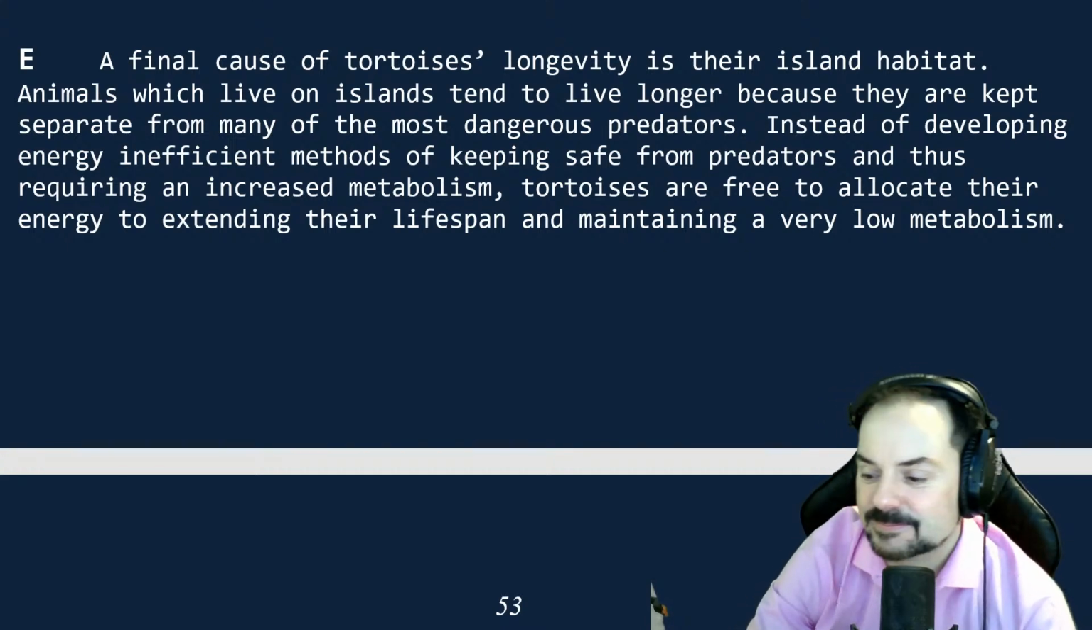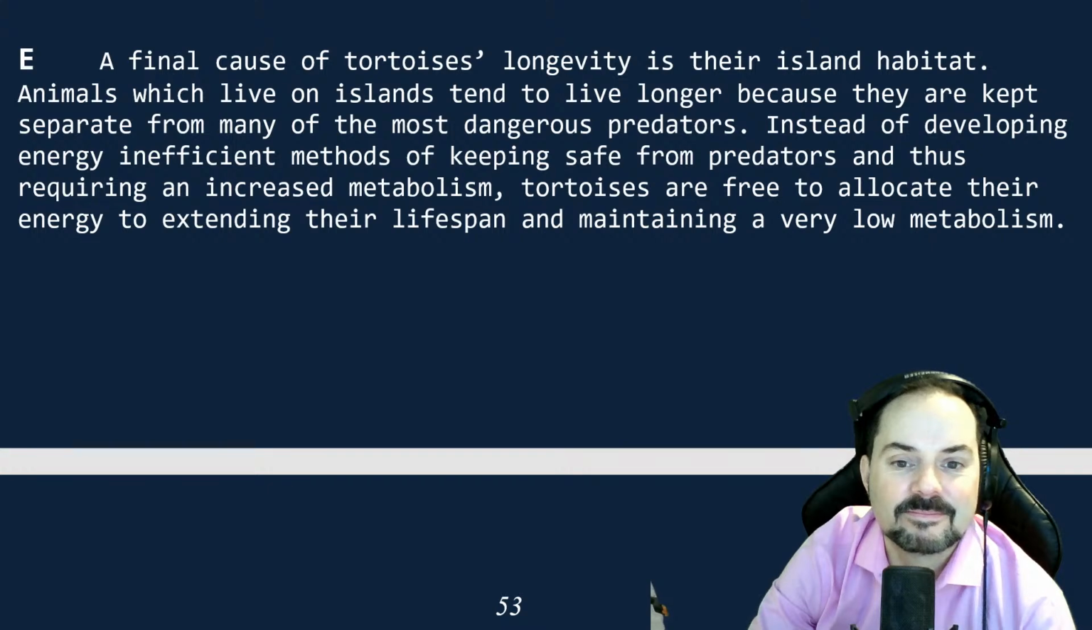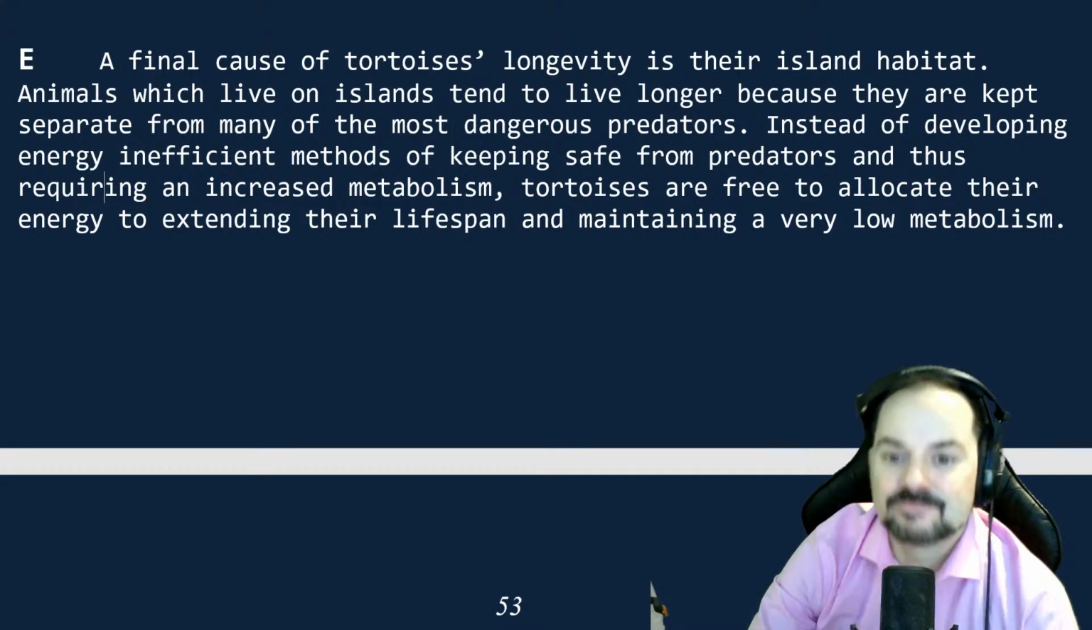A final cause of tortoise longevity is their island habitat. Animals which live on islands tend to live longer because they are kept separate from many of the most dangerous predators. Instead of developing energy inefficient methods of keeping safe from predators and thus requiring an increased metabolism, tortoises are free to allocate their energy to extending their lifespan and maintaining a very low metabolism.